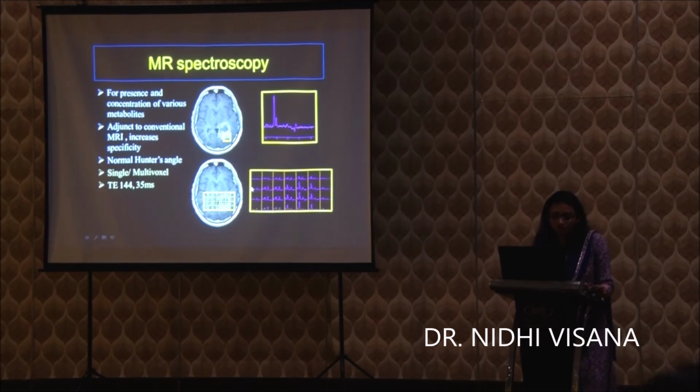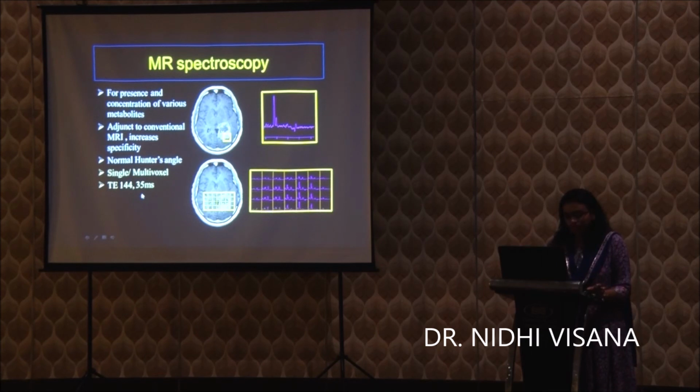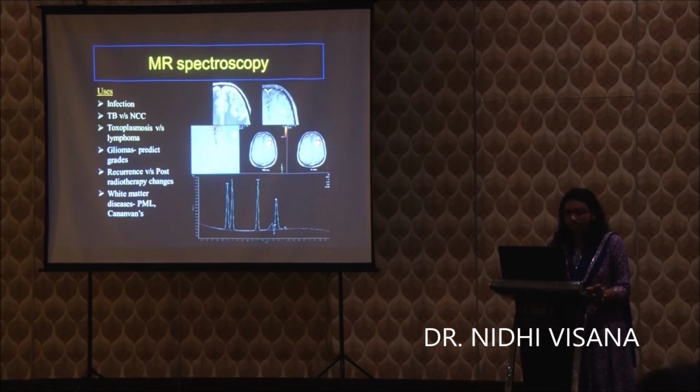Also, it can be performed at various TEs, which are 144 and 35. At 144, the lactate peak is inverted, there is less distortion, and a smaller number of metabolites are analyzed at 144 TE. So these are a few examples.